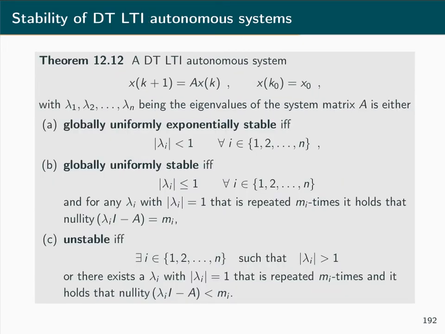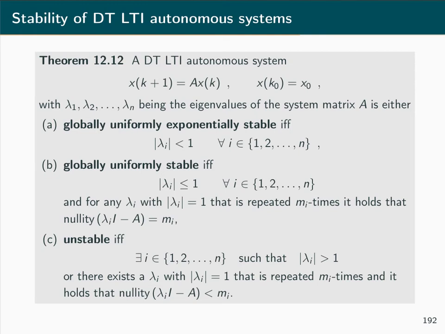Theorem 12.12 states our main stability result for discrete time, linear time invariant autonomous systems. In fact, for a discrete time, linear time invariant autonomous system with the general state equation given by this equation, where lambda 1 through lambda n represent the eigenvalues of the system matrix A, there are only three possibilities for the stability of this system. A, the system can be globally uniformly exponentially stable, and that's the case if and only if all of the eigenvalues are in absolute value less than 1.